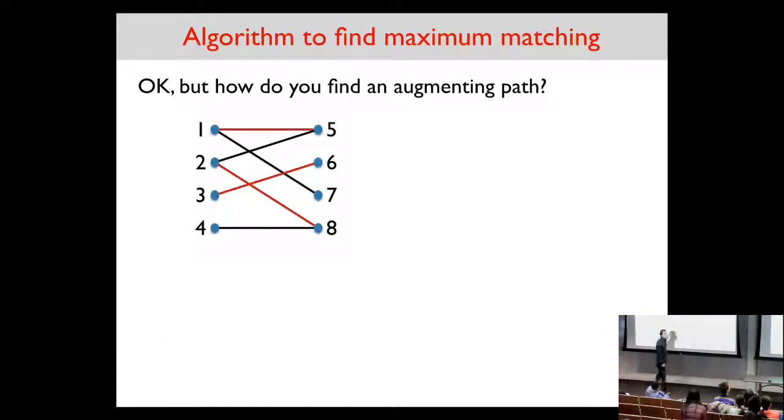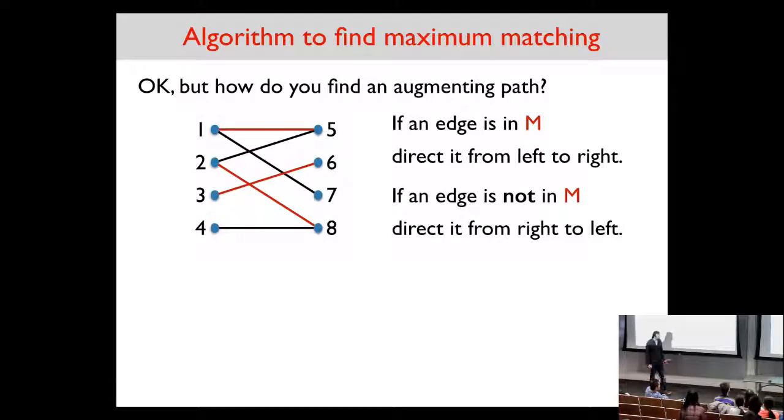You can do it as follows. I have to do this quickly, but here's your graph, and this is your matching, the red edges. If an edge is in your matching M, you direct it from left to right. If it's not in the matching, you direct it from right to left, just like that.